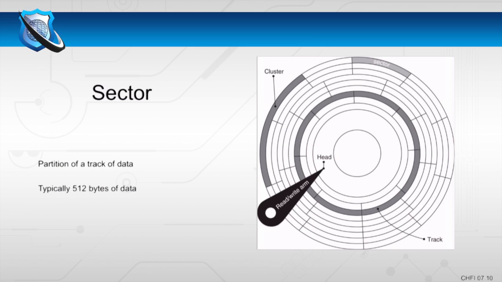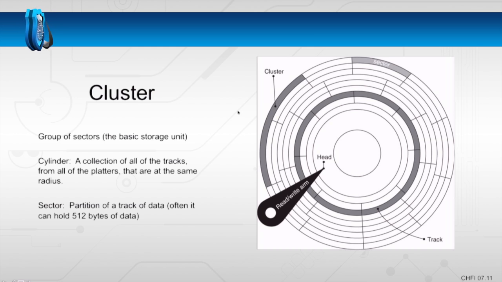And however many platters you have, that's one cylinder treated as a collection of tracks. A sector is one piece. It is a partition of the track data. It sits right up here at the top. That's one sector. Depending on how the drive is hard formatted before we actually get to it, typically it's 512 bytes of true data. Now, we're going to look at that in a little more depth in a minute.